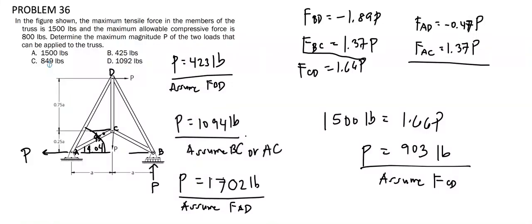Now from these values here, the safest maximum magnitude of P is 423 pounds. That is if we assume that force BD is carrying the maximum allowable compressive force of 800 pounds. Therefore, our answer here should be the closest value, that is letter B, 425.